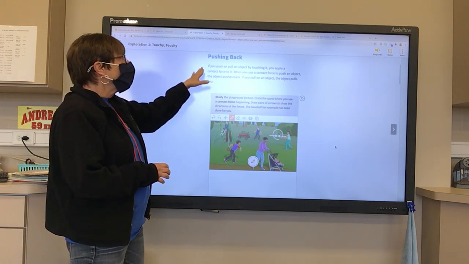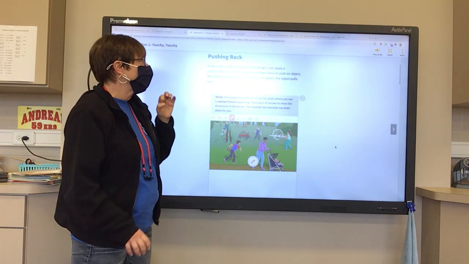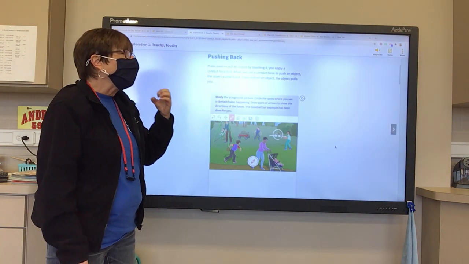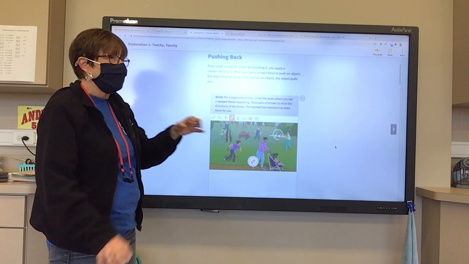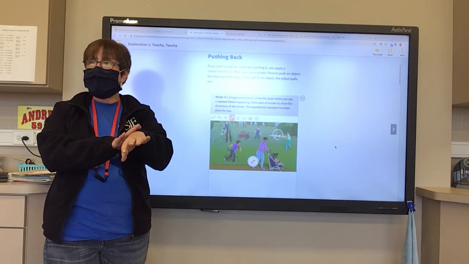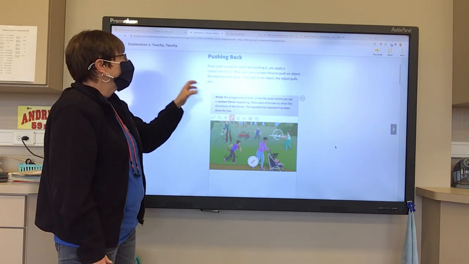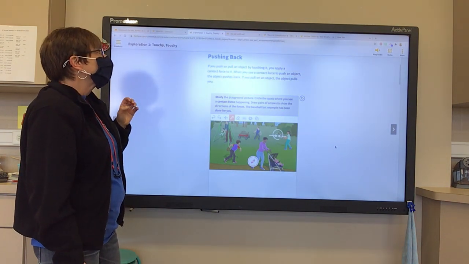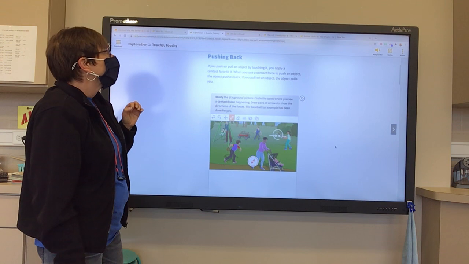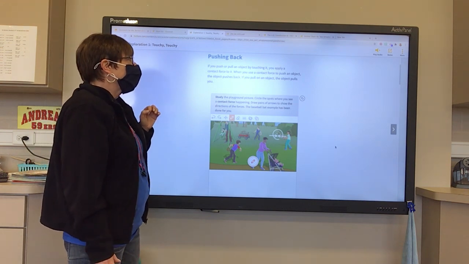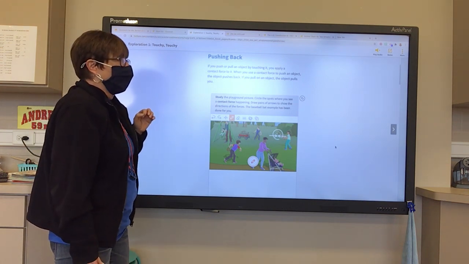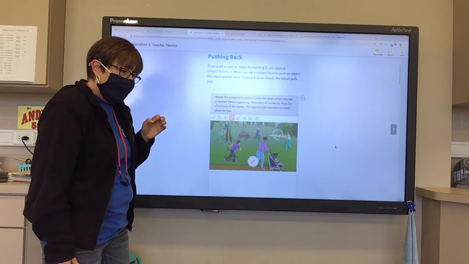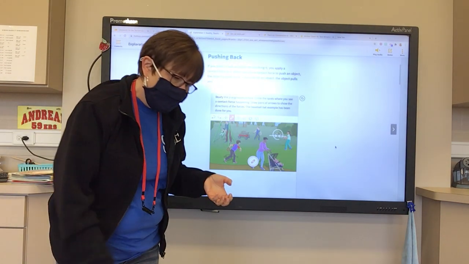So if you push or pull an object by touching it, you apply a contact force to it. Contact, you're making contact with it, right, boys and girls? When you use a contact force to push an object, the object pushes back. If you pull on an object, the object pulls you. Okay? So that's what happens.